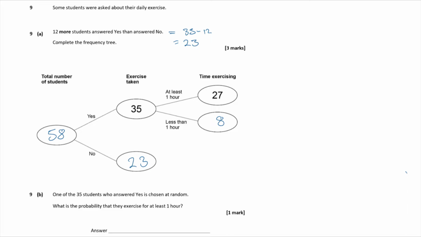Right, 9b. One of the students who answered yes is chosen at random. What is the probability that they exercise for at least 1 hour? So probability of at least 1 hour.